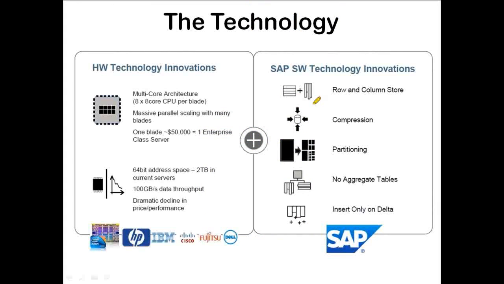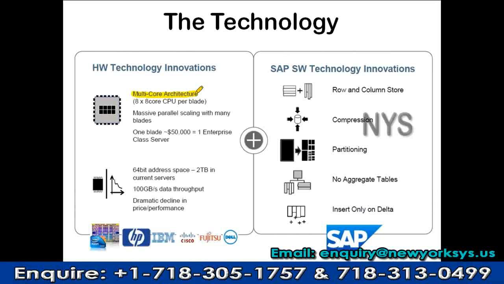Now, the technology we are going to use: when you say hardware technology, we have huge innovations. We are going to use a technology called multi-core architecture. For example, in one server you'll have one CPU, for each CPU you'll have a blade, and in each blade you can accommodate 8 processors. If I'm using 5 CPUs multiplied by 8, that will be 40 processors. Like that, you can scale out. There is no such limitation. Right now, HANA supports 100 terabytes of memory.